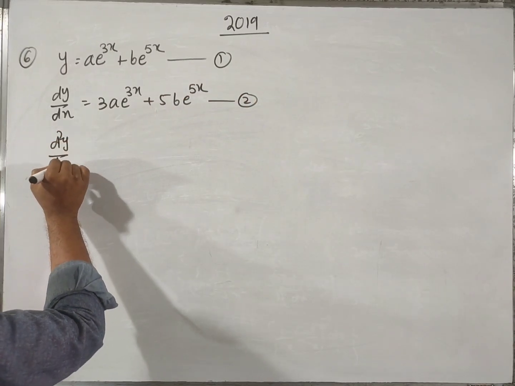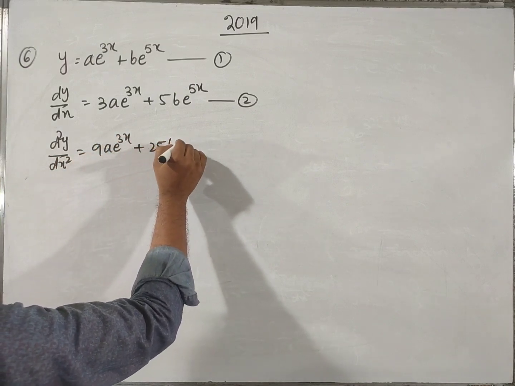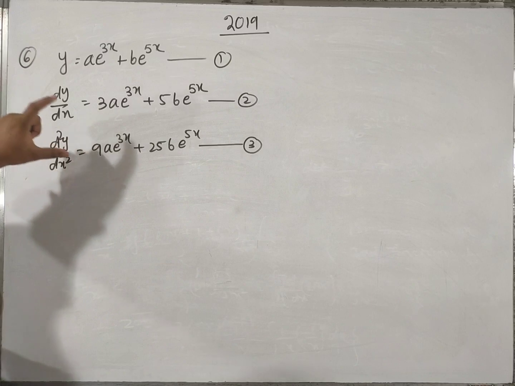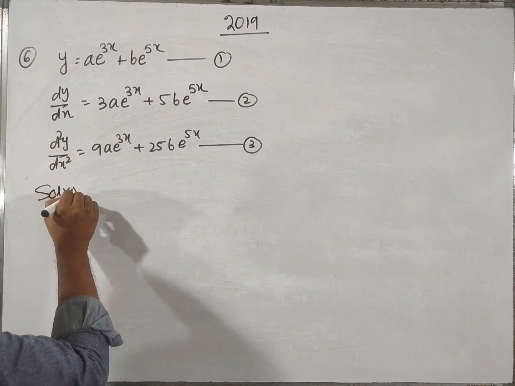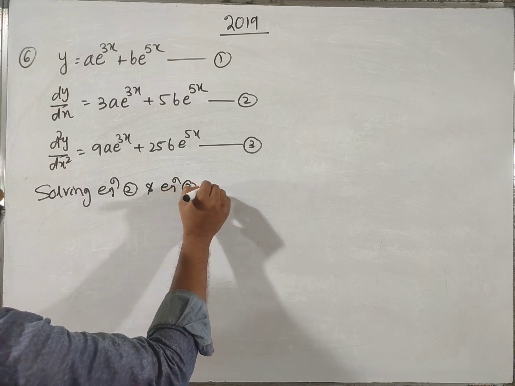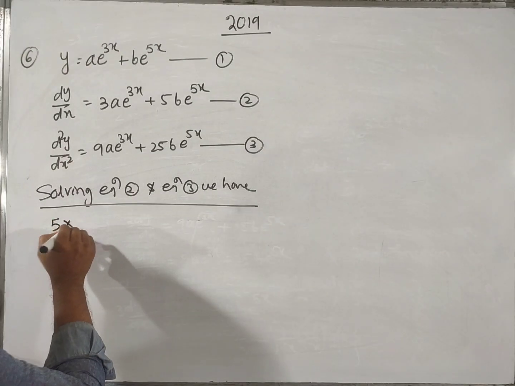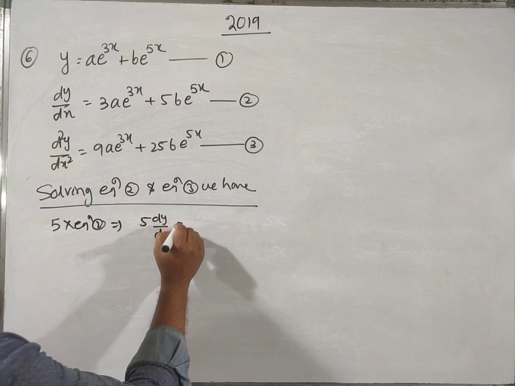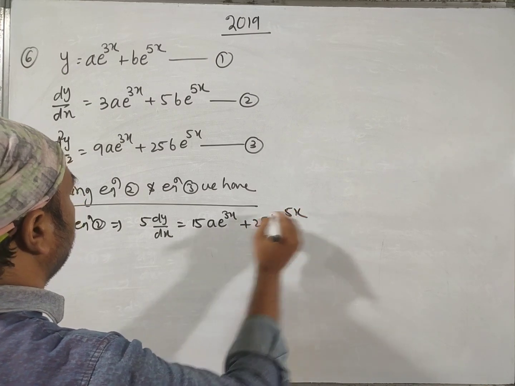Then d square y upon dx square is 9a e to the power 3x plus 25b e to the power 5x. It is equation number 3. Then we have to solve equation number 2 and equation number 3. Solving equation 2 and equation 3, we have 5 multiplied with equation 2: 5 dy upon dx is 15a e to the power 3x plus 25b e to the power 5x.